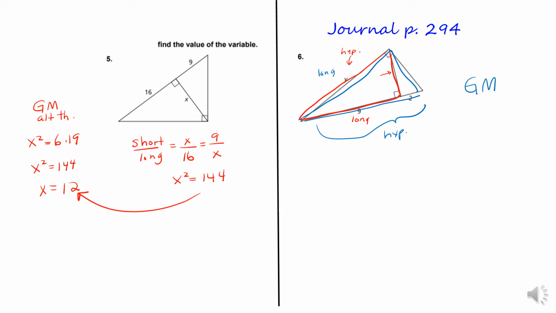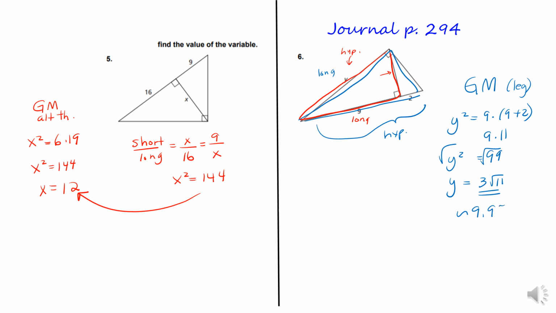So the geometric mean, this is the leg theorem, is y squared equals 9 times, don't forget to add 9 and 2 together, so 9 times 11 is 99. And so we're going to go y squared equals 99, take the square root of both sides, y equals 3 square root of 11. Okay? So I'm going to settle, I want these to be your answers on the tests, so I'm not going to go any simpler, but if you were asked to on your homework, that one would be 9.95.